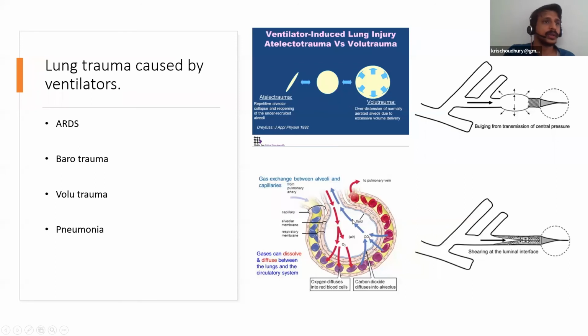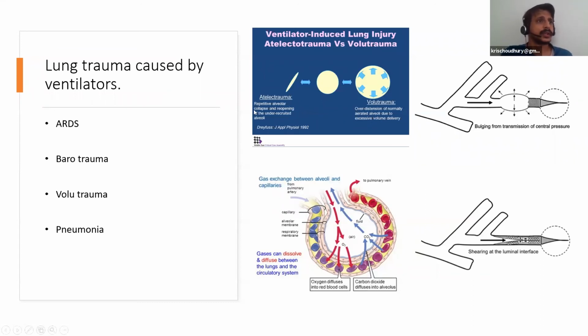If you give the alveoli too much volume, it's like a balloon: you give it too much volume, it expands, it expands, it expands. After some time, it just pops open, and this pretty much affects the membrane of the alveoli, and also it gives a lot of stress to the lungs. The lungs have many alveoli, and if not taken care of, all of them can get damaged with volutrauma.